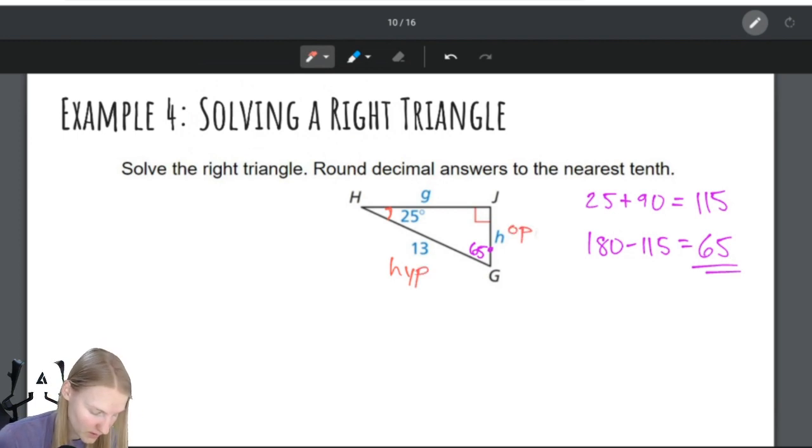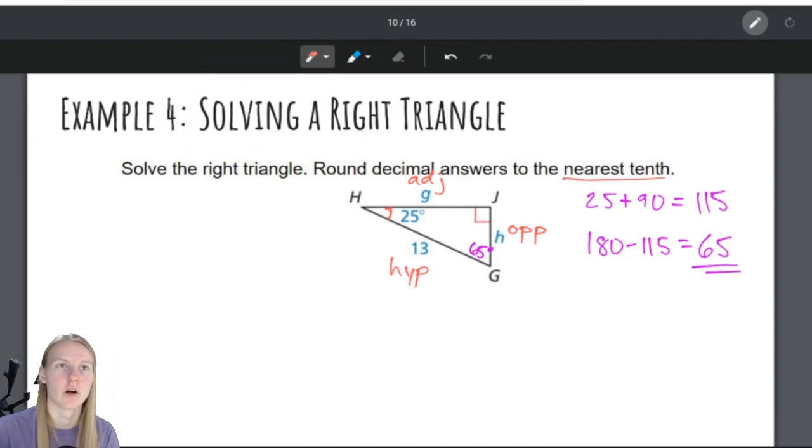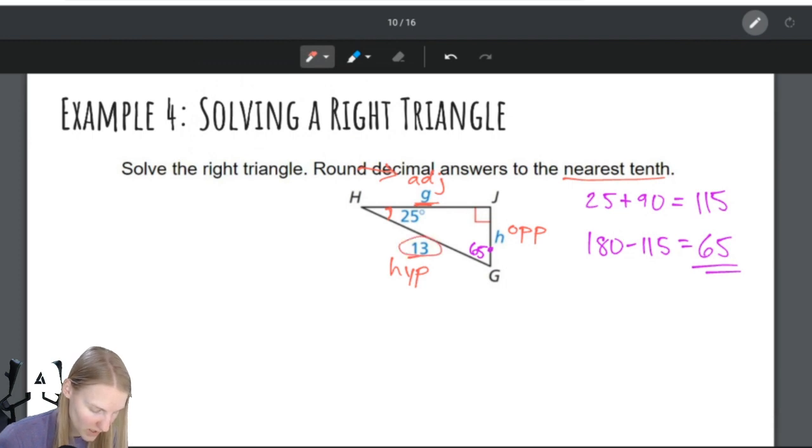This is opposite angle H, and this is adjacent to angle H. Oh, and we're doing nearest 10th. Almost didn't see that. Good, good, good. Okay, so if we want to look at G, we're going to need to use the adjacent side. And the hypotenuse is the only other side that we have. So we have to use the hypotenuse because it's 13. We know it's 13. We don't know what the opposite is. So we won't worry about the opposite.